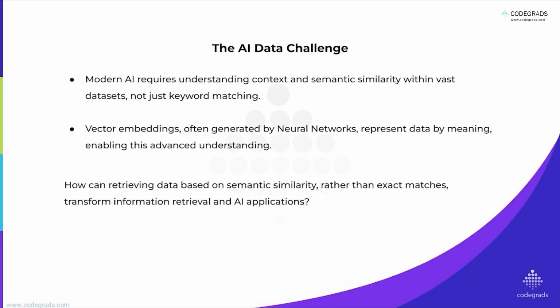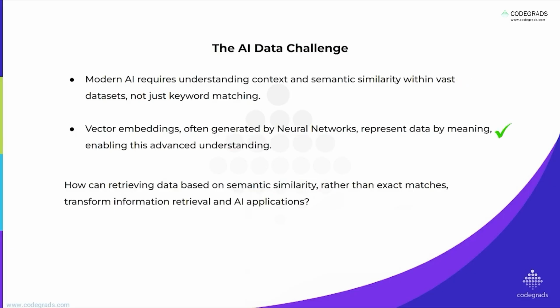First of all, we'll look at the AI data carrying. Modern AI requires understanding context and semantic similarity within vast data sets, not just keyword matching. Whenever we consider modern AI, it requires understanding context. So understanding the whole context, the whole sentence, must be important, instead of previously where we were using Word2Vec. There we were not able to understand the whole context meaning. So modern AI requires understanding the whole context and semantic similarity within the vast data set.